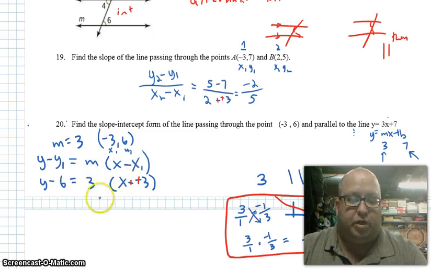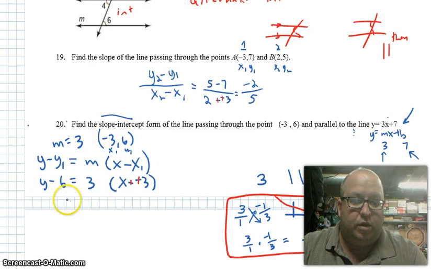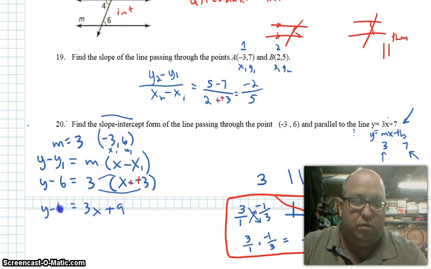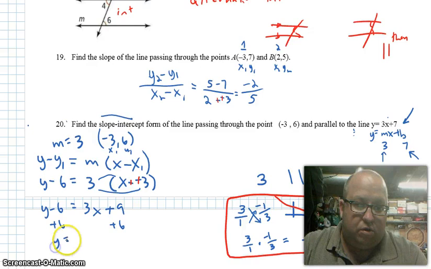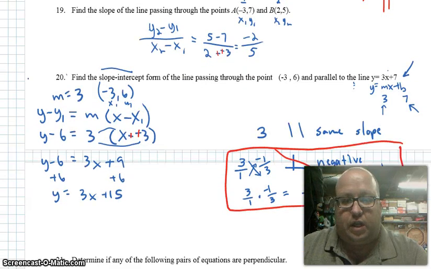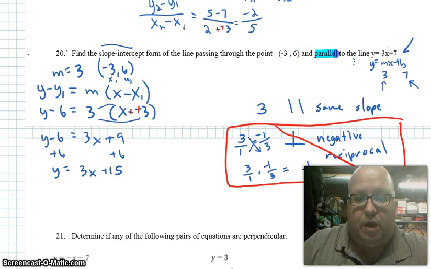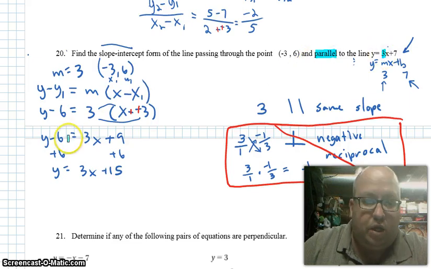And then we've got to distribute this 3, move this around, and we need to be in slope-intercept form, which means we need to be in this form right here. So let's see. 3 times x and 3 times 3, 3x plus 9. y minus 6 equals that, and then we're going to move that 6 over, plus 6. y equals 3x plus 15. Now let's take a look at that. Does it have the same slope? Is it parallel? Well, the original has a slope of 3, and it looks to me like we have a slope of 3, so that's a good thing.